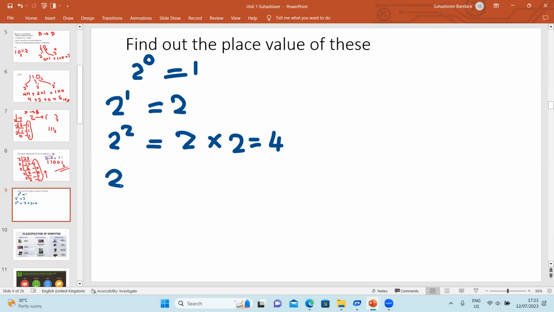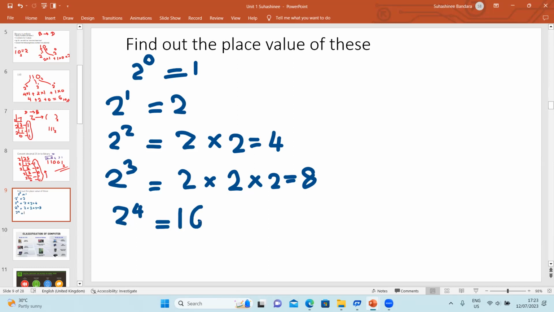Next one, 2 to the power 3. What is the answer? Very good. 2 multiplied by 2 multiplied by 2 is 8. 2 to the power 4 is 16. 2 to the power 5 is 32. 2 to the power 6 is 64.